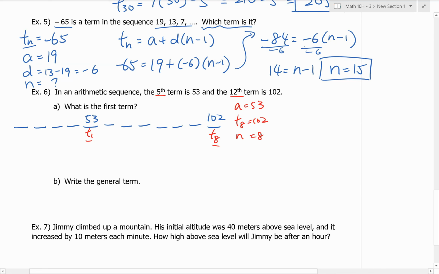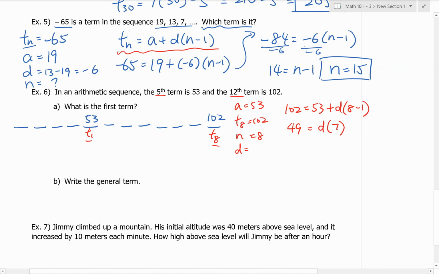We know n is 8, so we can actually solve for the common difference now. Then you just plug into the formula. Again, I'll use this formula. So Tn is 102, and that is equal to A, which is 53, plus the common difference we don't know, times 8 minus 1. First step, I need to subtract 53 on both sides. So you should get 49 is equal to D times 8 minus 1, which is 7.